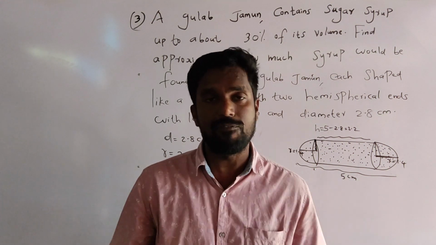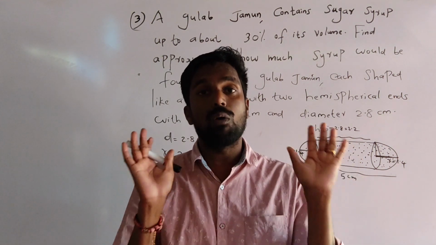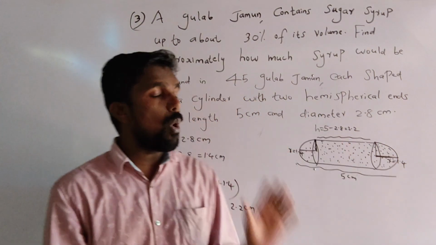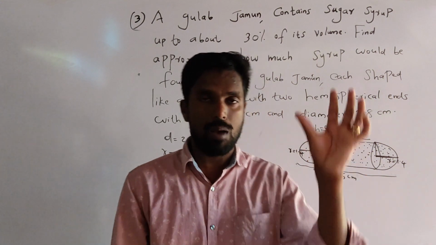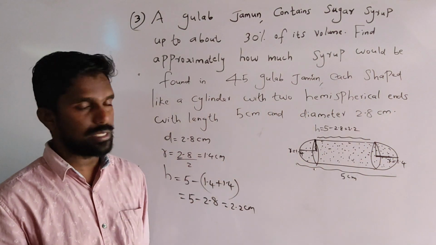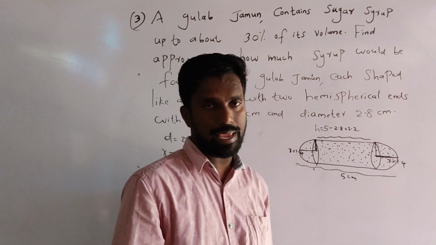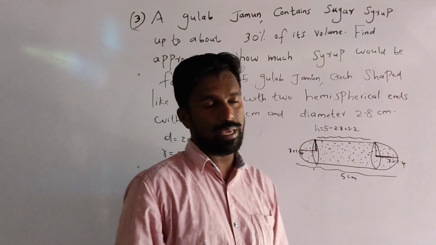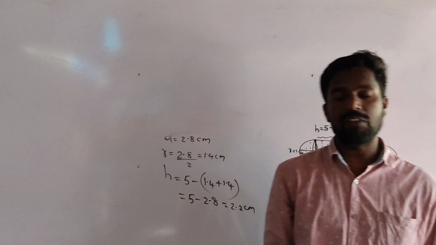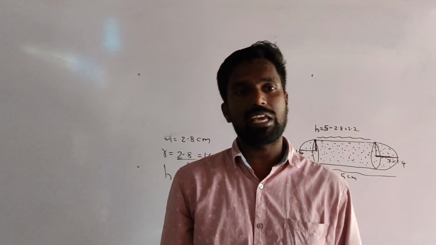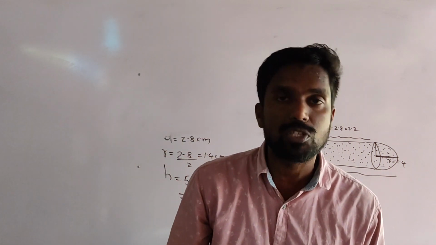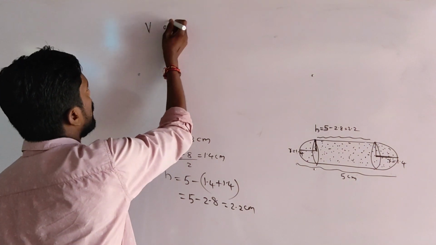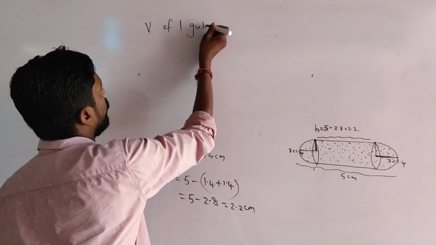First of all, you have to find out the volume of 1 gulab jam. Volume of 1 gulab jam means 2 hemisphere volume plus cylinder volume. So first of all, listen carefully, we can find out the volume of 1 gulab jam. So I'm going to find out the volume of 1 gulab jam.